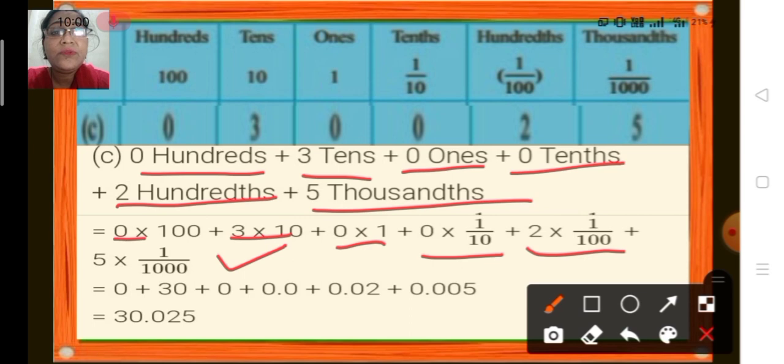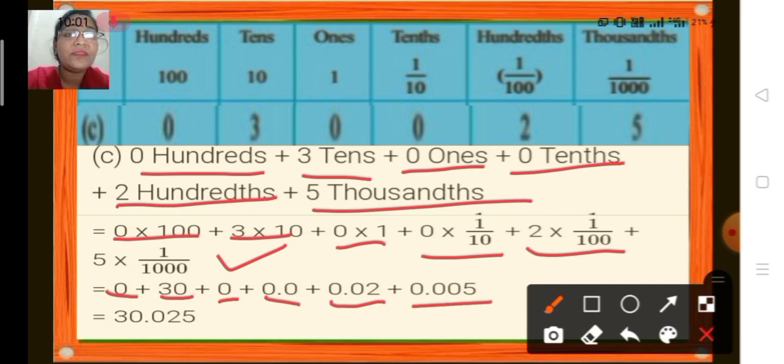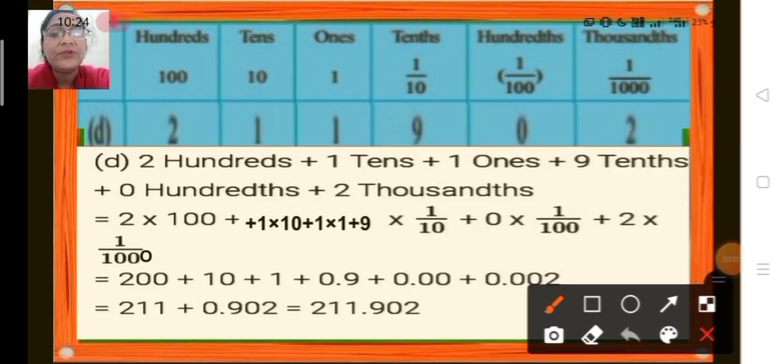Now here 0 into 100 will become 0, 3 into 10 will become 30, 0 into 1 will become 0, then 0 into 1 upon 10 will be written as 0.0, 2 into 1 upon 100 is written as 0.02 and the last 5 into 1 upon 1000 will be written as 0.005. After adding all these 6 quantities, we will get the sum as 30.025.